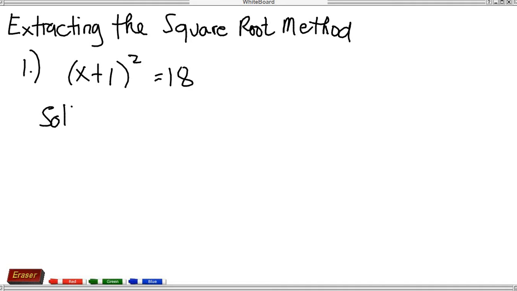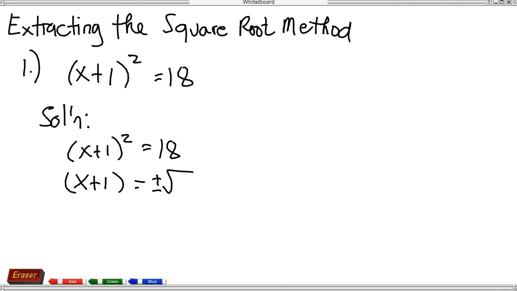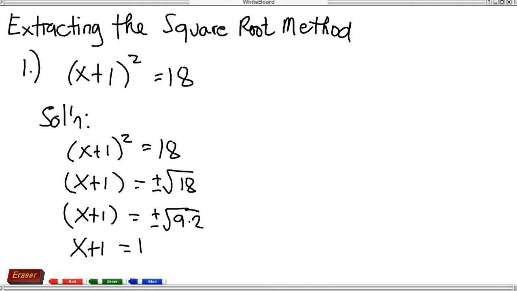So how we're going to solve this one is we have (x + 1)^2 = 18. We simply take the square root of both sides. So x + 1 is plus or minus the square root of 18. 18 can be factored as 9 times 2. So you have x + 1 = ± the square root of 9 times 2. Take note that 9 is a perfect square. So we have x + 1 = ±3√2.